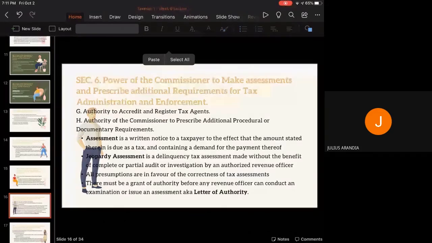So here, all presumptions are in favor of the correctness of the tax assessment, and there must be a grant of authority before any revenue officer can conduct an examination or issue an assessment, which is the letter of authority. So before they can conduct an assessment, there must be a letter of authority issued by the Revenue Regional Director or RRD.